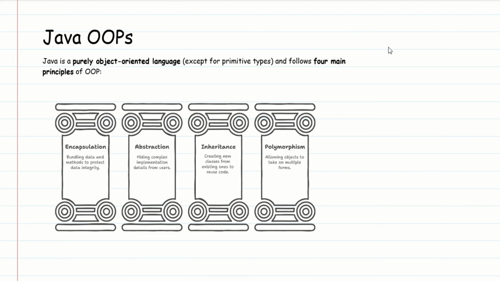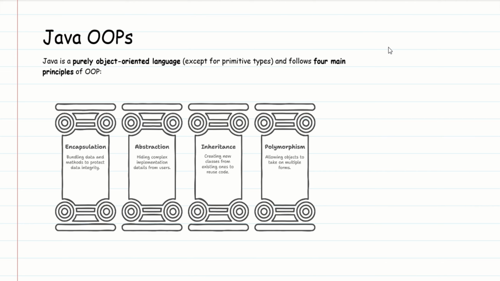The core idea of the object-oriented programming system is to bind data and the functions that operate on it, preventing unauthorized access from other parts of the code. Java strictly follows the don't repeat yourself principle, by ensuring that common logic is written once and reused throughout the application. Here are the four pillars of object-oriented programming.